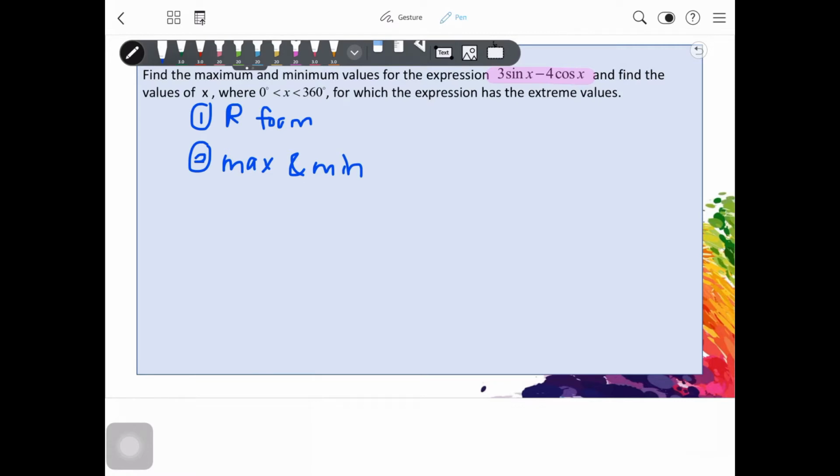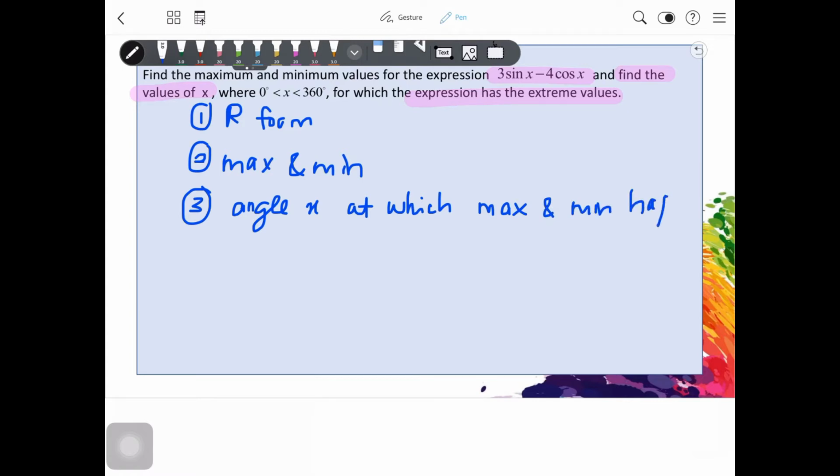After that, there is another part of the question saying that we have to find the value of x at which this expression has the extreme value. So after you find the maximum and the minimum value, you need to find the angle x at which the maximum and minimum happens. So I have explained the question first. Now what we are going to do is start with R form.